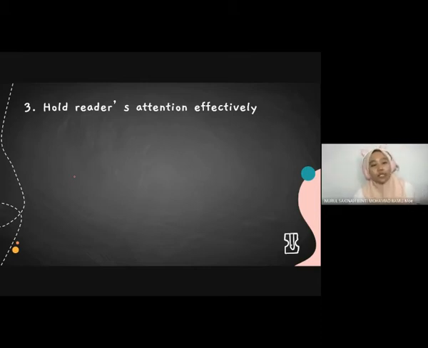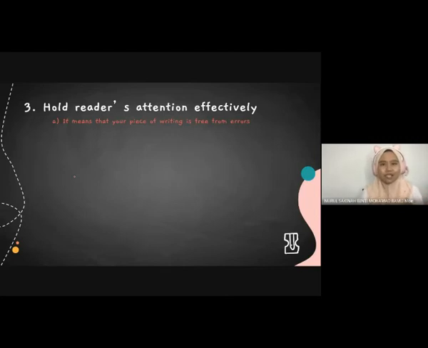The third tip is holding the reader's attention effectively. Okay, there are two ways in which you can hold the reader's attention effectively. Remember, you must make sure that your readers engage with your writing, then there is interest value. First one is you have to avoid making errors. Okay, mistakes, if they occur once or twice, are considered slips. That is common, for spelling, you miss an S.